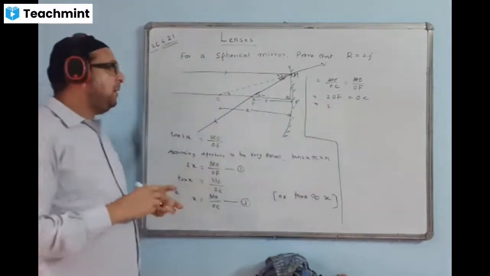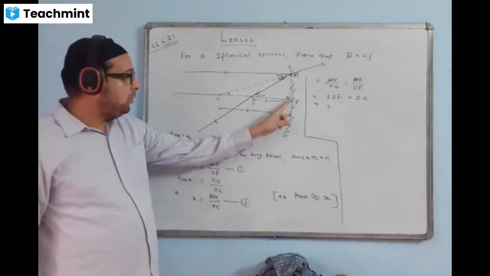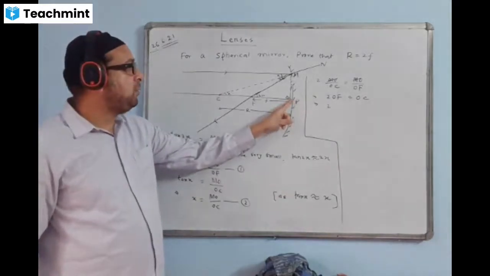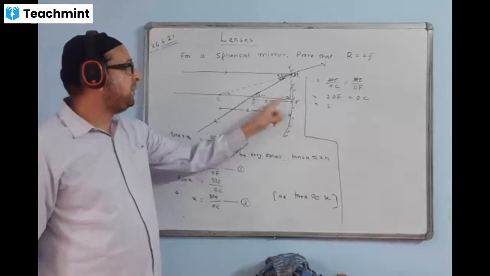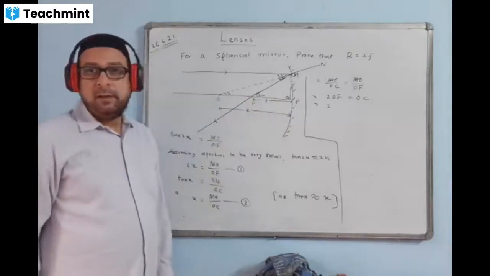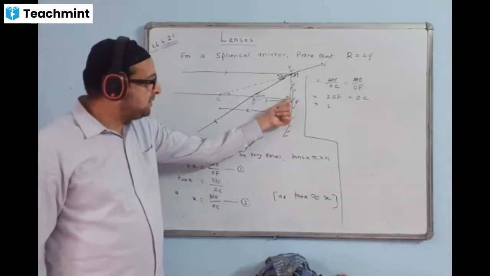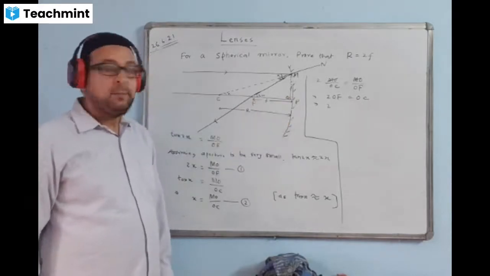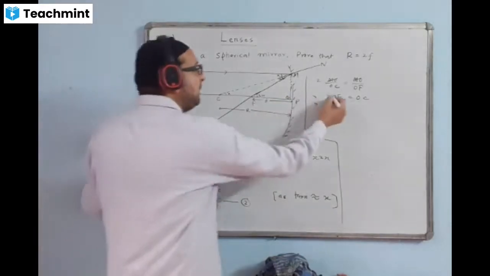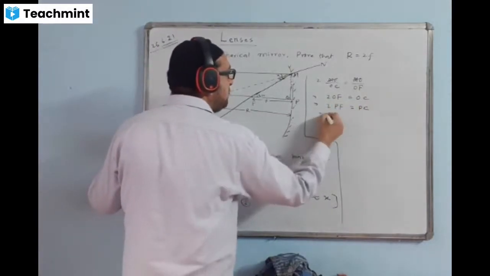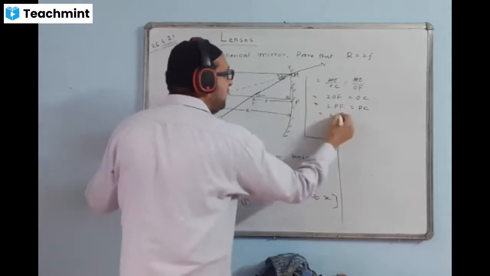How close is the point O to the point P? We say it is very close, because these two points are very close. That means the distance OF is the same as the distance PF. This point O behaves the same as the point P. That means this O can be replaced by P, as PF is equal to PC. PF distance is F.